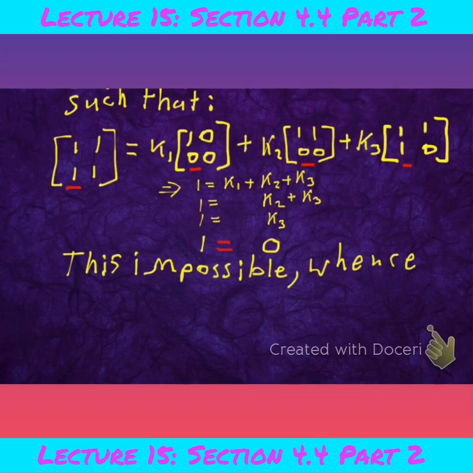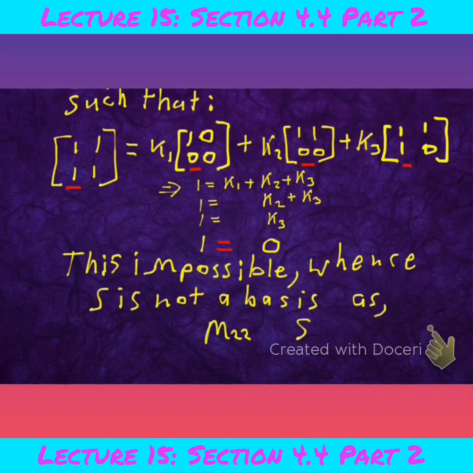And so whence we can say that S is not a basis. We've just proven that M22 is not contained in the span of S, because there's a point in M22 that is not in the span of S, and we've just shown that this point here is not in the span of S because it's not a linear combination of the vectors in S.